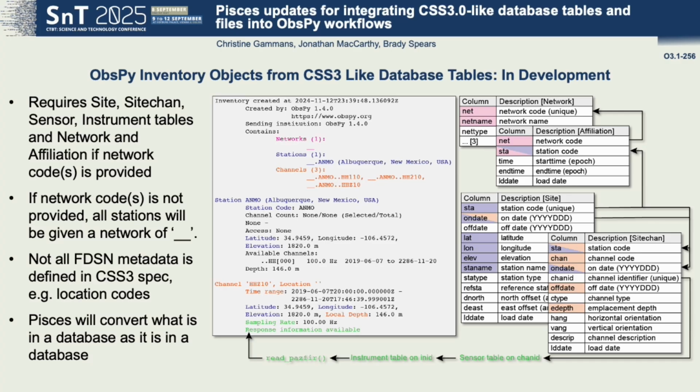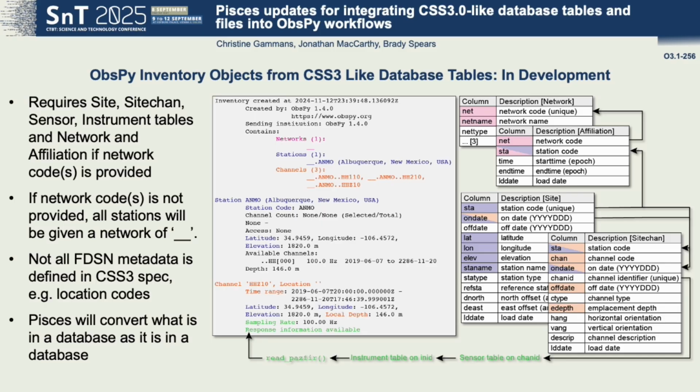The next two slides show the in-development work on the inventory and catalog objects. Figures on both slides show a rough workflow for translating CSS3 database tables into these objects, which are structured around the FDSN specification. As a result, some adjustments have to be made. For the inventory object specifically, if a network code is not provided for each station, the network is set to a double underscore, which I chose because the double underscore does not conflict with any existing network codes, and if a user exports waveforms or station XML files based on the ID, the file name will not start with a period and become a hidden file.